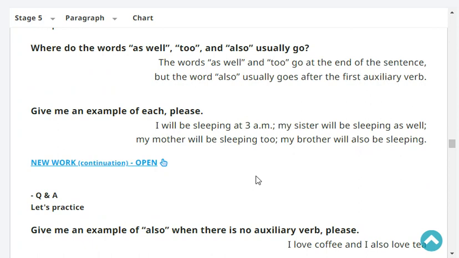I will be sleeping at 3 a.m. My sister will be sleeping as well.